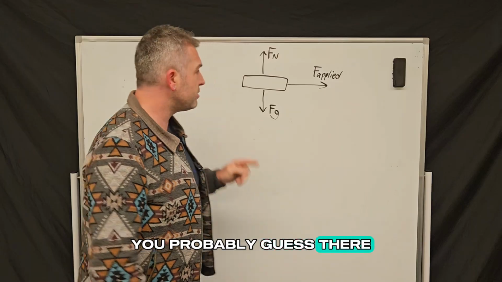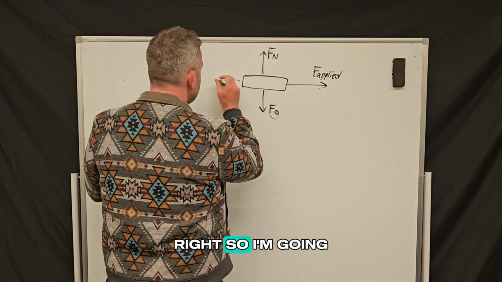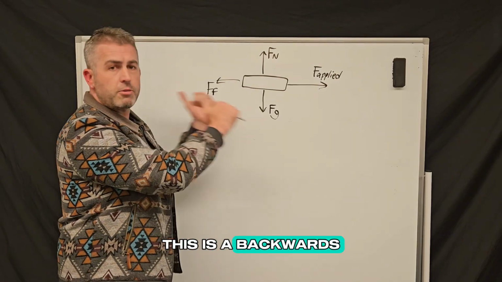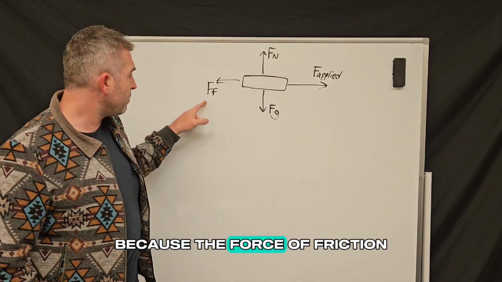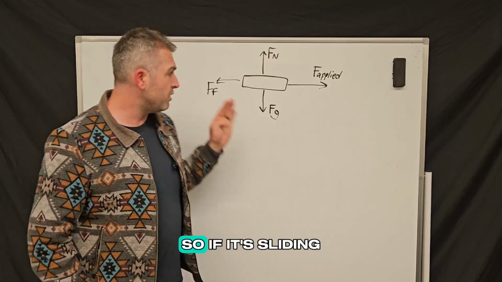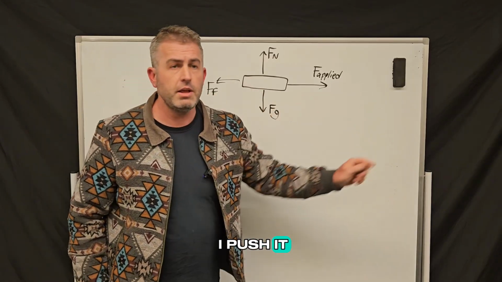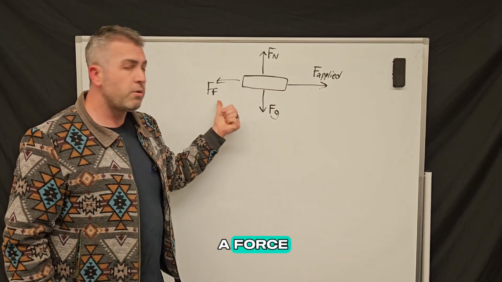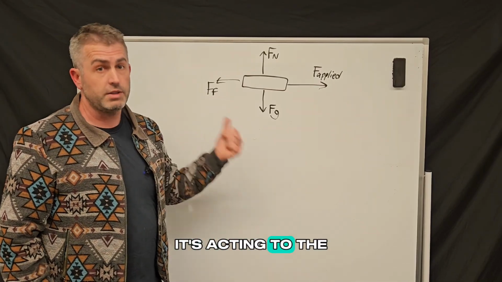Now, is there any other force acting on this textbook as I push it to the right? You probably guessed there should be some friction here, right? So I'm going to label this as F friction. This is a backwards pointing force because the force of friction is always going to oppose a moving object. So if it's sliding to the right as I push it, friction between the textbook and the desk is a force that's trying to slow it down. It's acting to the left.